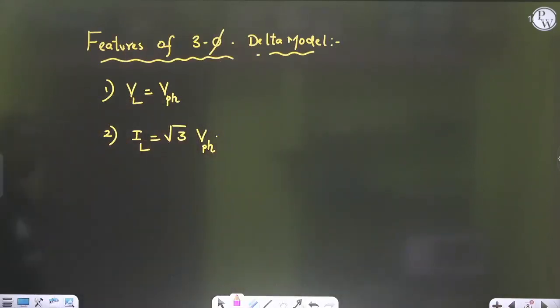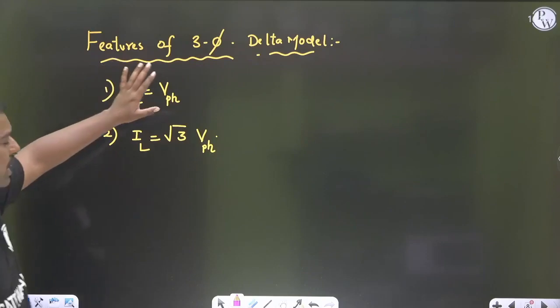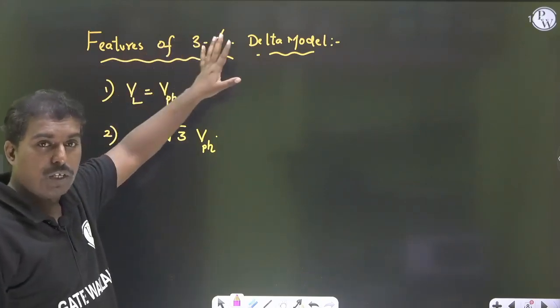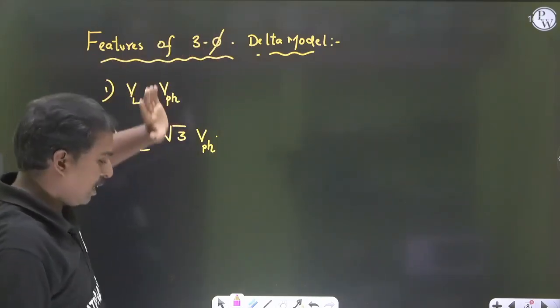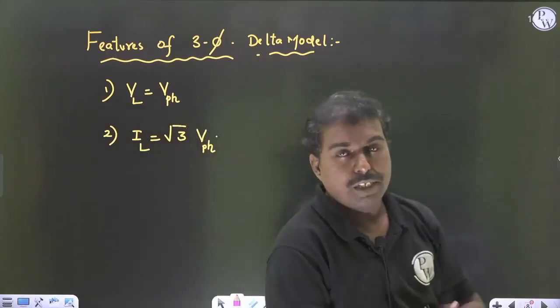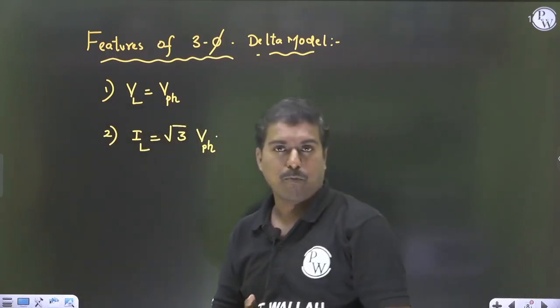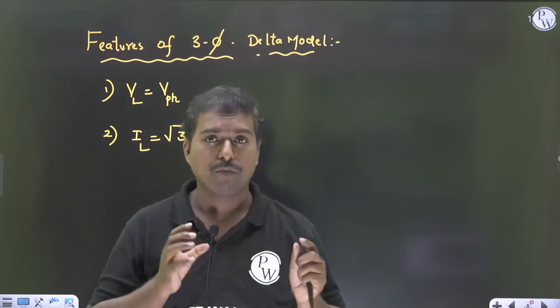The feature of the three-phase delta model is VL equals VPH, just opposite to the star, but here the line current is √3 times the phase current. So this is our content. I hope all of you understood.